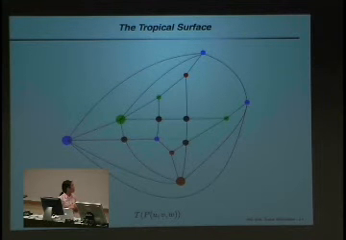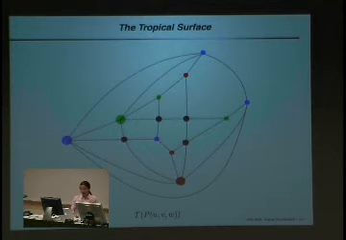Okay, so in this case we're looking at a hypersurface. The tropical hypersurface is a 2-dimensional fan in 3 dimensions. So we intersect with a sphere, and then we get a planar graph.